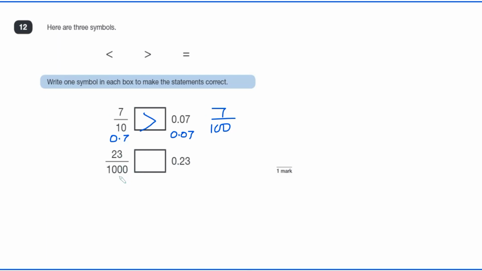23 over 1000 and 0.23 is 23 over 100. If you divide by a bigger number, the answer is smaller. So if you compare 100 and 1000, the bigger number at the bottom on the left hand side should be a smaller number compared to 0.23.